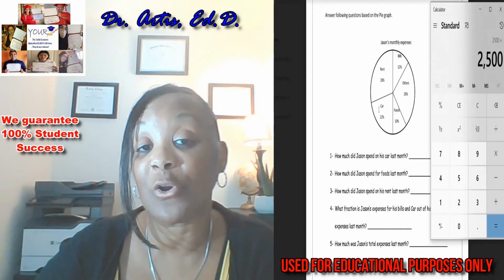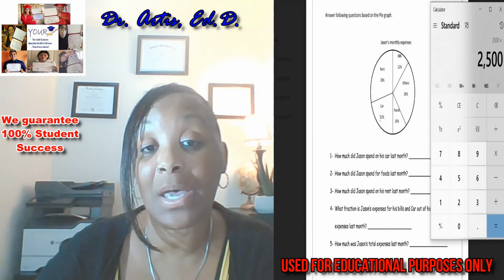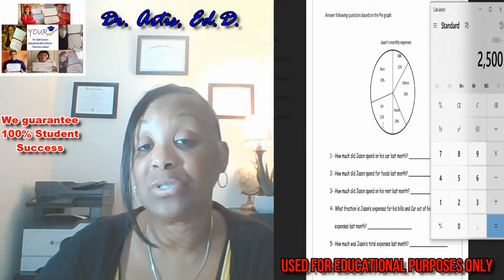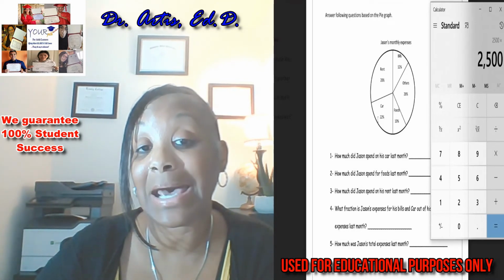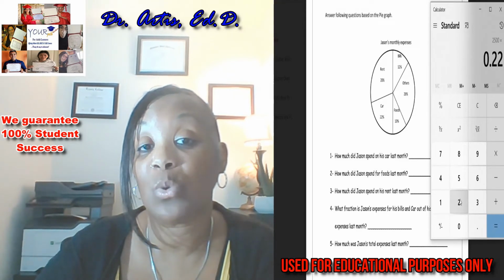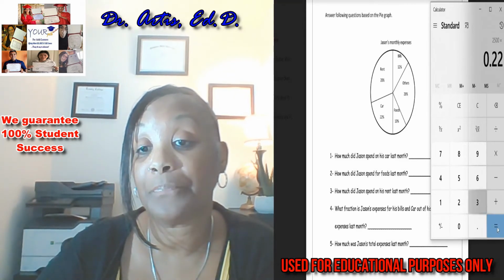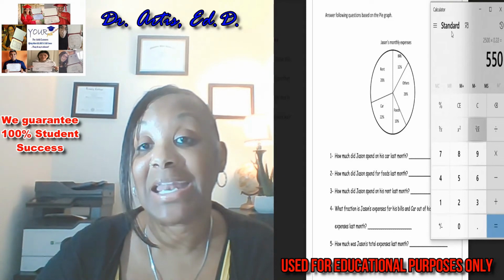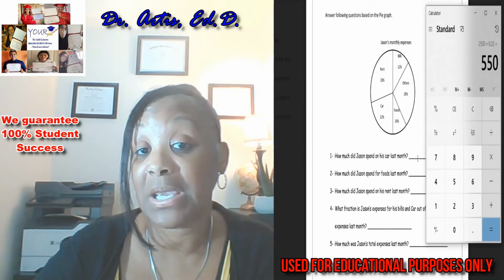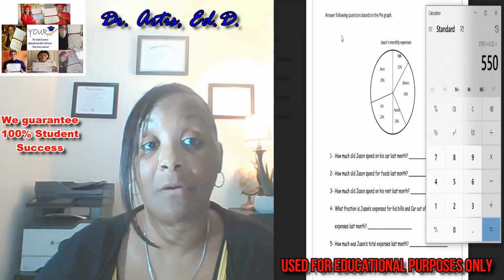We have to convert this percent to a decimal, and we already discussed how you do that. You just take the 22 and divide it by 100, and that will give you the decimal. Or you can simply move 2 places to the left, and that will give you the decimal as well. So we're going to multiply that by 0.22, which is what he spent on his car, equals, and he spent $550 on his car. All right.